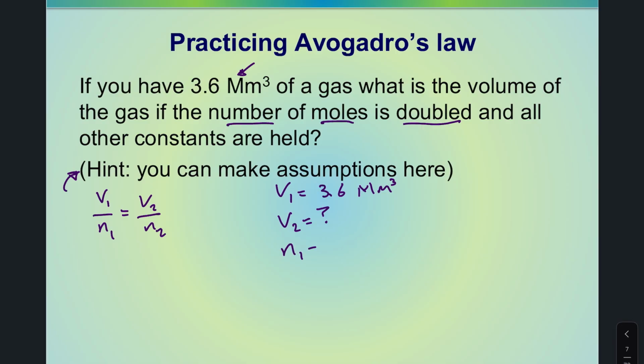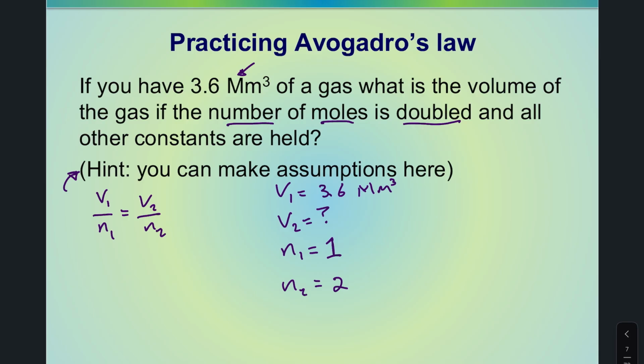Now, n1, all we know is that the moles are doubled. So we're going to assume here that we have 1. That way, n2 can be 2 because the moles are going to be doubled on the other side. 1 doubled is 2. And so we have V1 over n1 and V2 over n2. Let's just plug them in. I'll even make it easier. We will just rearrange this.